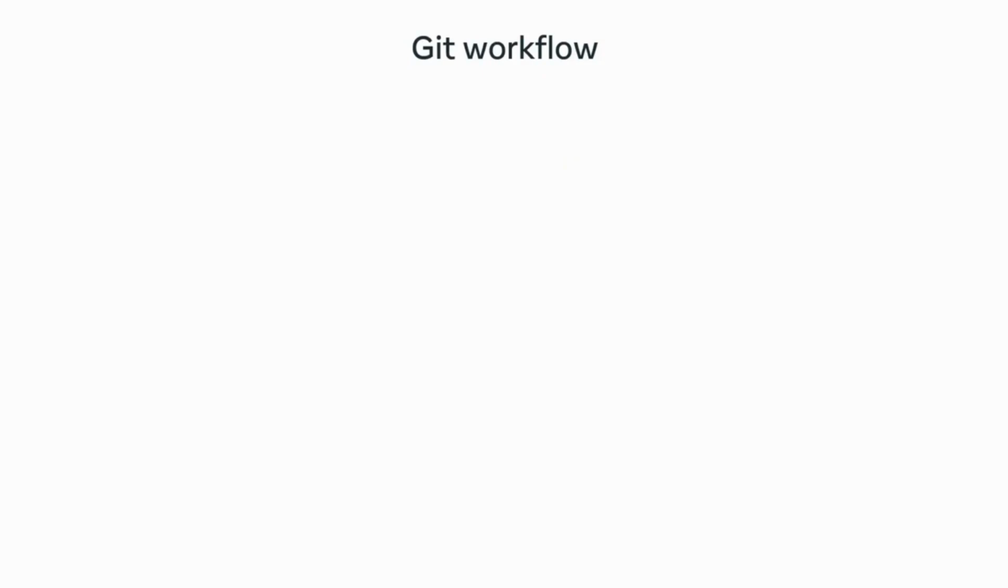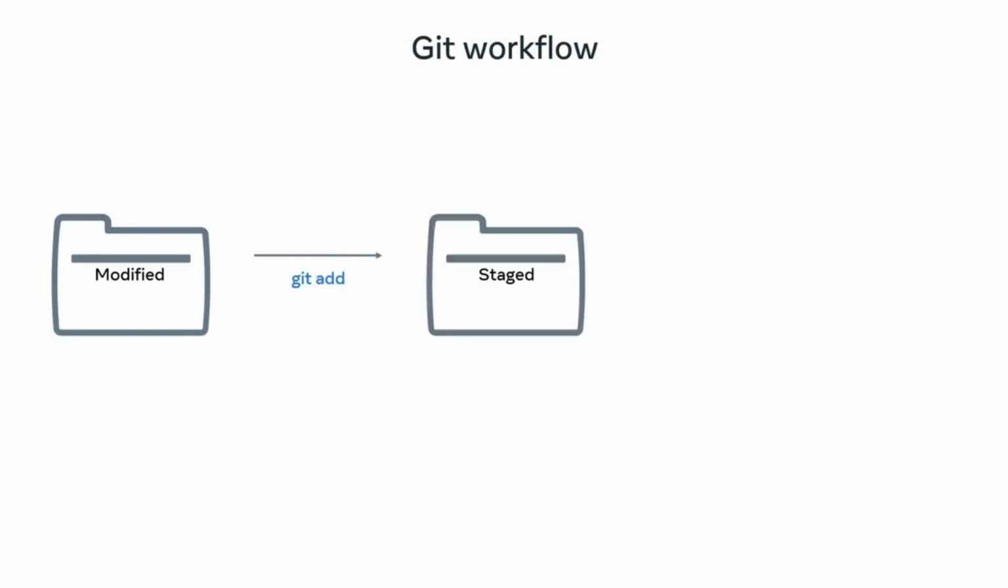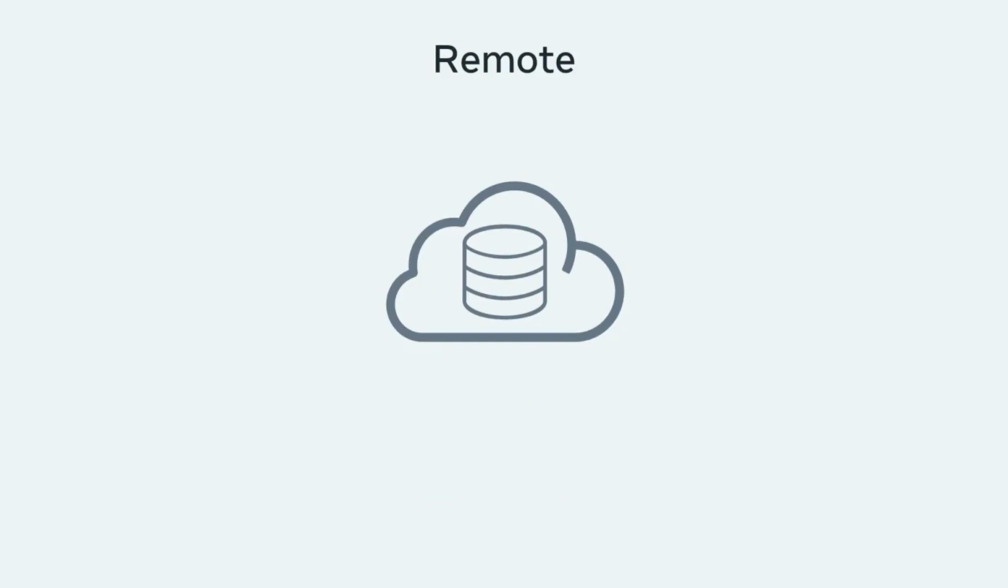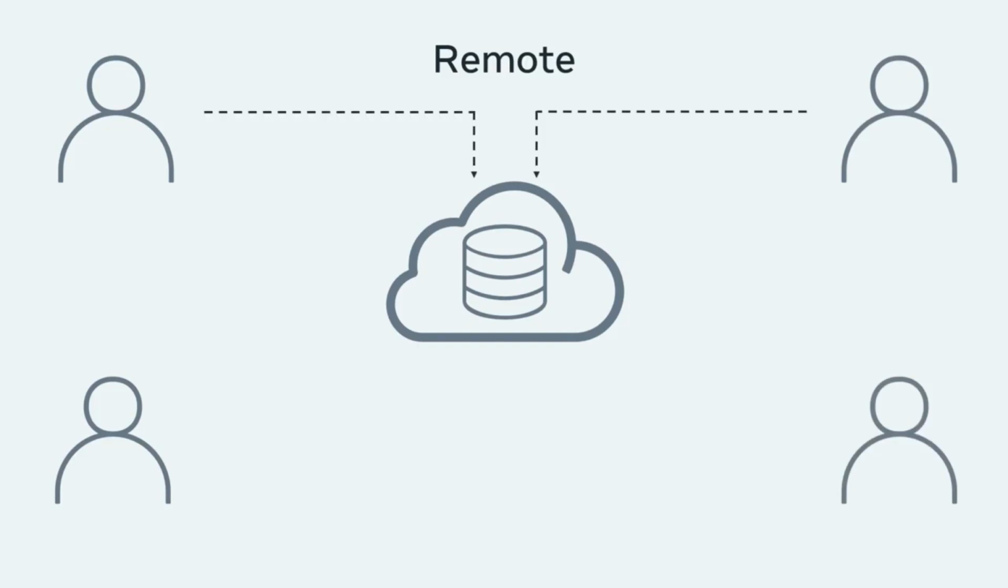You have previously learned about the flows modified, staged, and committed in a Git workflow. Now you will learn about pushing your changes from your local to a remote repository. Remote refers to any other remote repository to which developers can push changes. This can be a centralized repository, such as one provided by GitHub, or repositories on other developer devices.